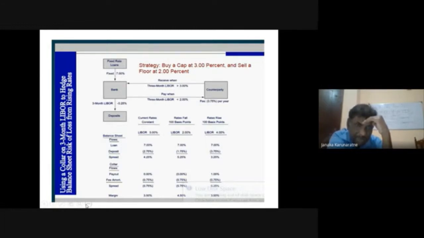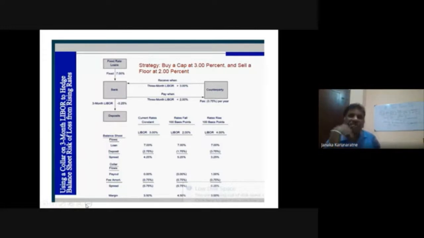So look at this structure. A fixed rate of 7% the bank gets from the loan holders, and for the depositors, the bank will pay 3 months LIBOR minus 0.25%. Now, the cap is when it buys a cap with a counterparty, whenever the LIBOR rate goes up above 3%, the counterparty will pay it the difference. Assume that current LIBOR is 3%. Again, to mitigate the risk to the depositors of falling interest rates, it will sell the floor. So selling the floor means what happens?